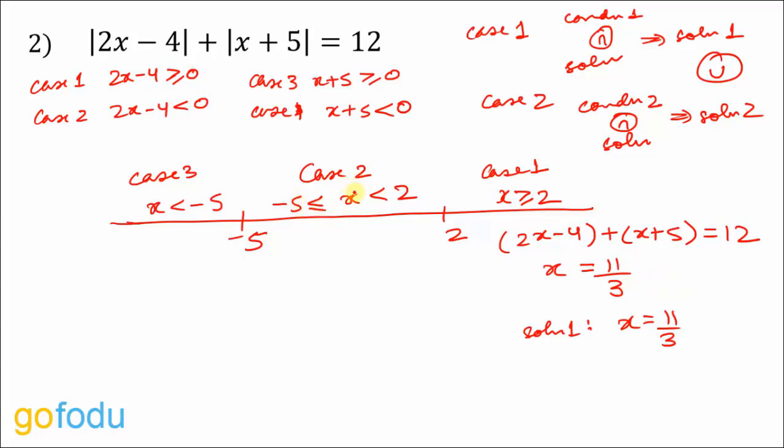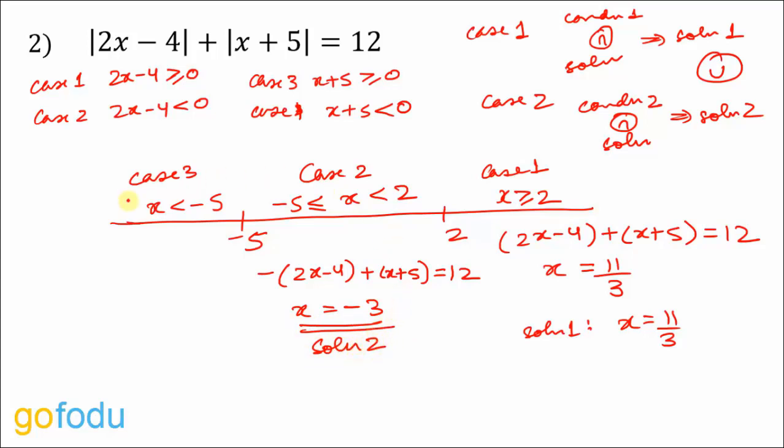Take the second case. We are towards the left of 2. So this term will give a negative value. So this mod will open with a minus sign. But we are towards the right of minus 5. So this term will still be positive. This mod will open as it is. So our equation will become minus of 2x minus 4 plus x plus 5 is equal to 12. This gives us x is equal to minus 3. This is the solution with which we will take intersection of condition 2. Our intersection will give x is equal to minus 3 only. So this is our solution 2.